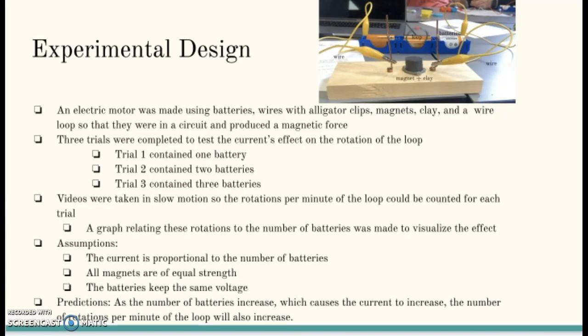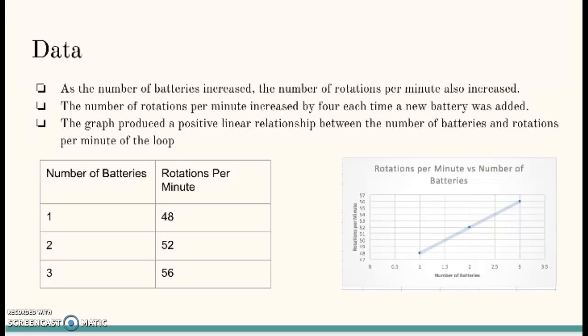We had to assume that the current is proportional to the number of batteries, that all magnets are of equal strength, and the batteries kept the same voltage throughout. We predicted that as the number of batteries increased, the number of rotations per minute of the loop would also increase. The results of our investigation are shown here. We found that as we increased the number of batteries in the circuit, the number of rotations per minute of the wire loop also increased.